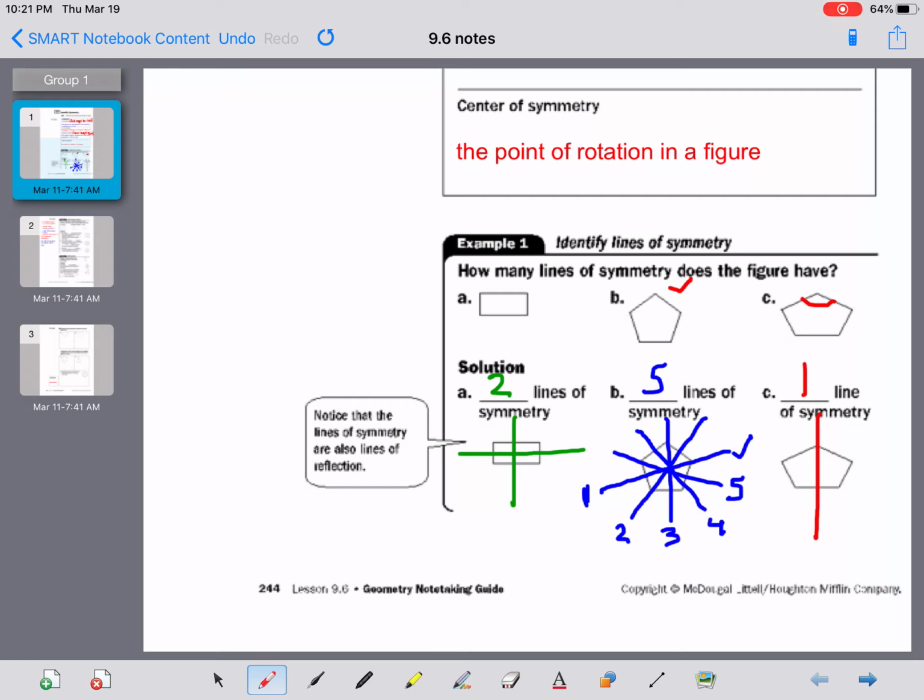So it definitely makes a difference if it's regular or if it's not. And be warned, there are figures that have no lines of symmetry. So don't always think that you can find a line of symmetry. Let's turn the page and try our rotational symmetry.